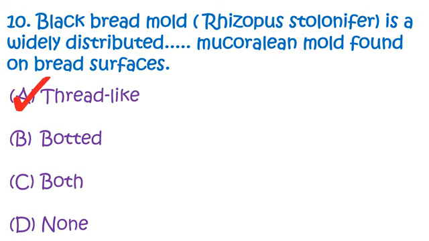So black bread mold is widely distributed in the form of thread-like structures. It is a characteristic of the mold that it develops in thread-like structures, and it is found on the bread surfaces.